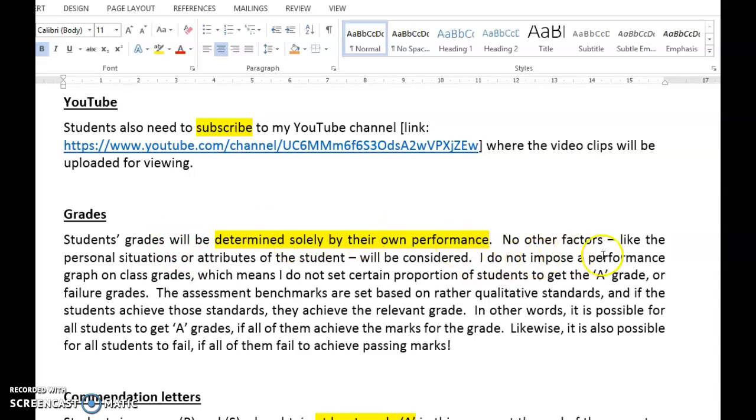Okay, and I do not impose a performance graph on the class grades, which means that I do not set a certain proportion of students to get A grade, or failure grades. The assessment benchmarks are set based on rather qualitative standards, and if the students achieve those standards, they achieve the relevant grade. So in other words, it's possible for all students to get A grades, if all of them achieve the marks for the grade. Likewise, it's also possible for all students to fail, if all of them fail to achieve the passing mark.